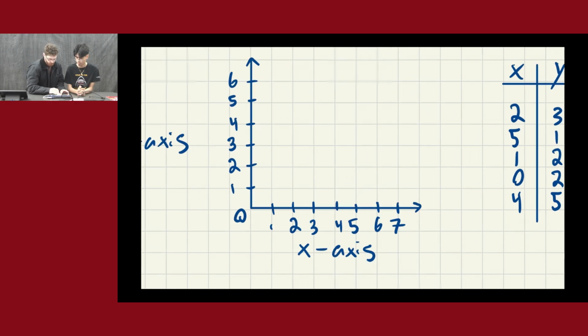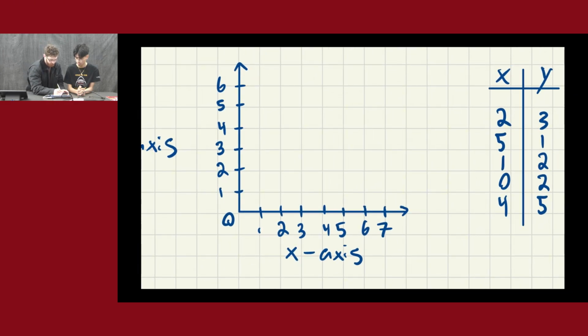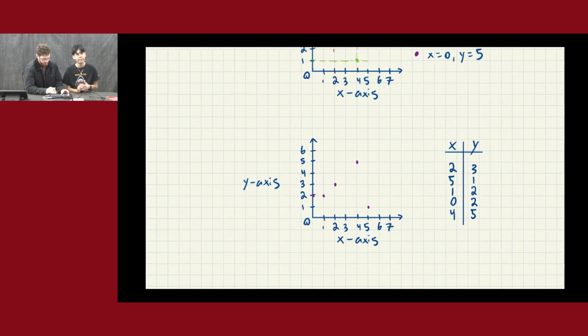All right, so going through this quickly, x equals 2, y equals 3, that first point is there. X equals 5, y equals 1, that second point is going to be right there. X equals 1, y equals 2, it's going to be there. X equals 0, y equals 2 is going to be there. And x equals 4, y equals 5 is going to be up here. So check that with what you did when you paused the video and see if you got them right.